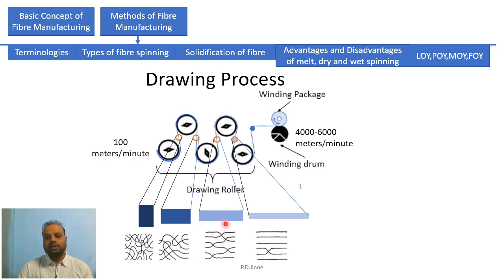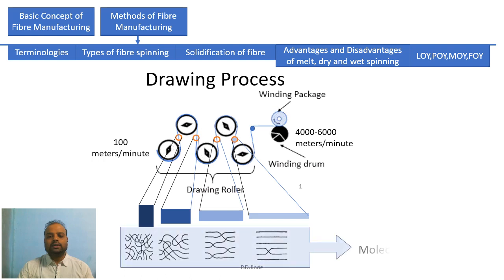Now in the last step, the yarn, or the filament, is stretched more so that the polymeric chains present in this yarn stretch completely, and the random structure of the polymeric chains is now converted into an aligned, oriented form. Now you can see that these are nothing but the molecular arrangement.